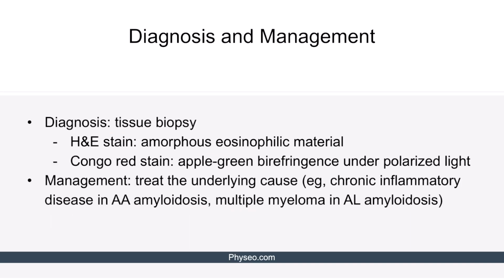All right, now let's move on to the diagnosis and management. It's best diagnosed via tissue biopsy. On an H&E stain, amyloid appears as amorphous eosinophilic material. On a Congo red stain, apple green birefringence under polarized light is detected. Management is achieved by treating the underlying cause. For example, treating the chronic inflammatory disease in AA amyloidosis and multiple myeloma in AL amyloidosis.